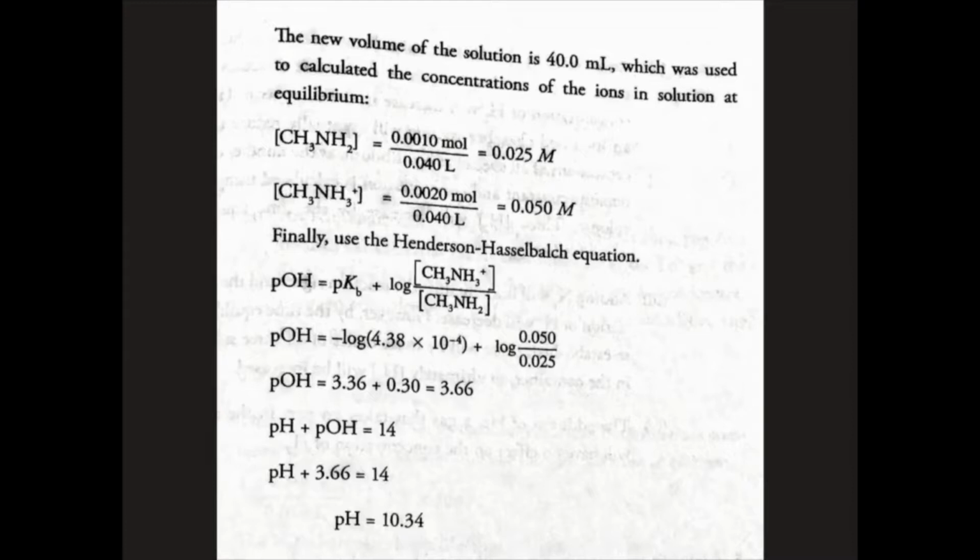Now don't get confused by what they wrote here. Notice they have pOH. So what I would have done is said pH equals pKa plus the log of base over acid. When you do that work, ignore their work, but you should get the same pH as they did, which is 10.34. I'm not sure why they did pOH when you're solving for pH. It seems kind of silly to me.